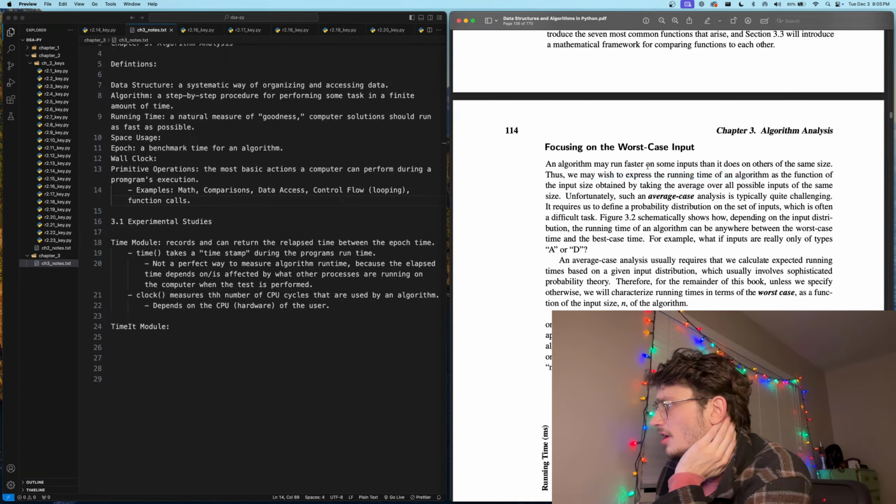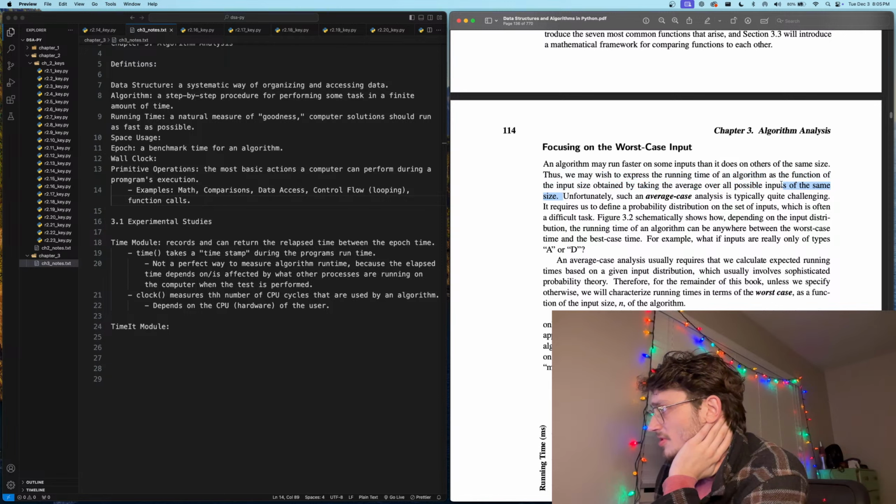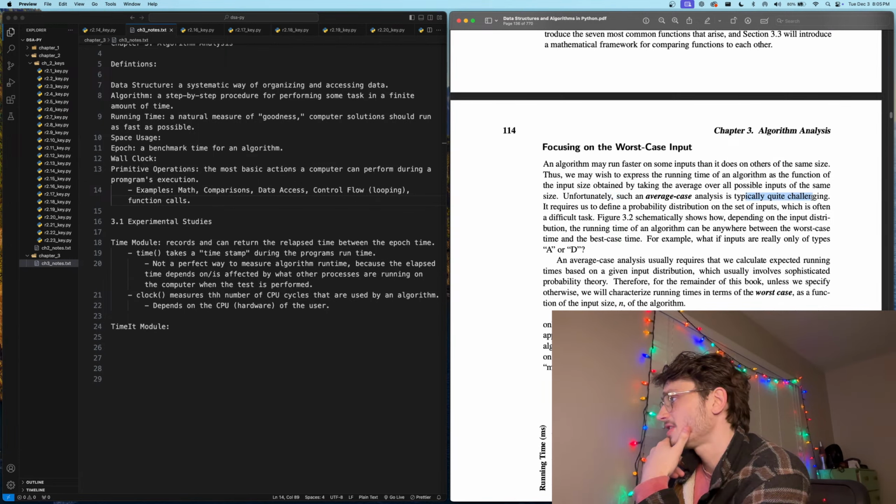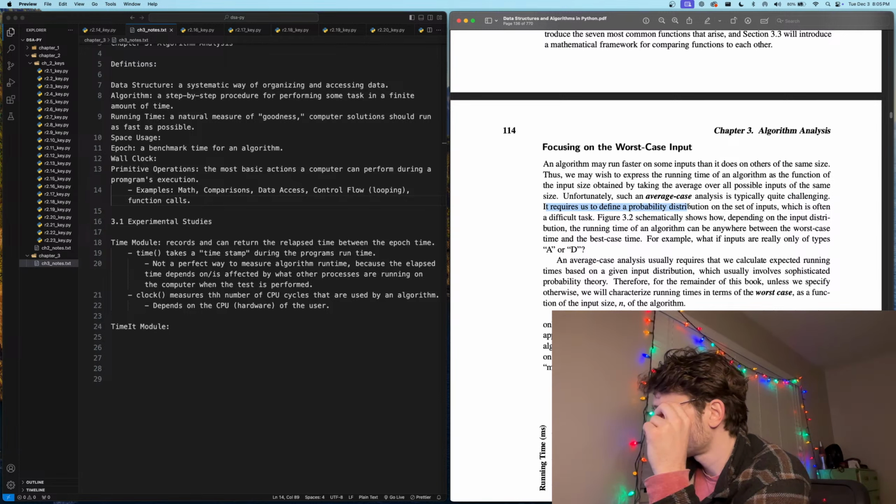Thus, we may wish to express the running time of an algorithm as a function of the input size obtained by taking the average over all possible inputs of the same size. Okay, so we want to average out all the possible inputs at that same size. Unfortunately, such an average case analysis is typically quite challenging. It requires us to define a probability distribution on the set of inputs, which is often a difficult task.